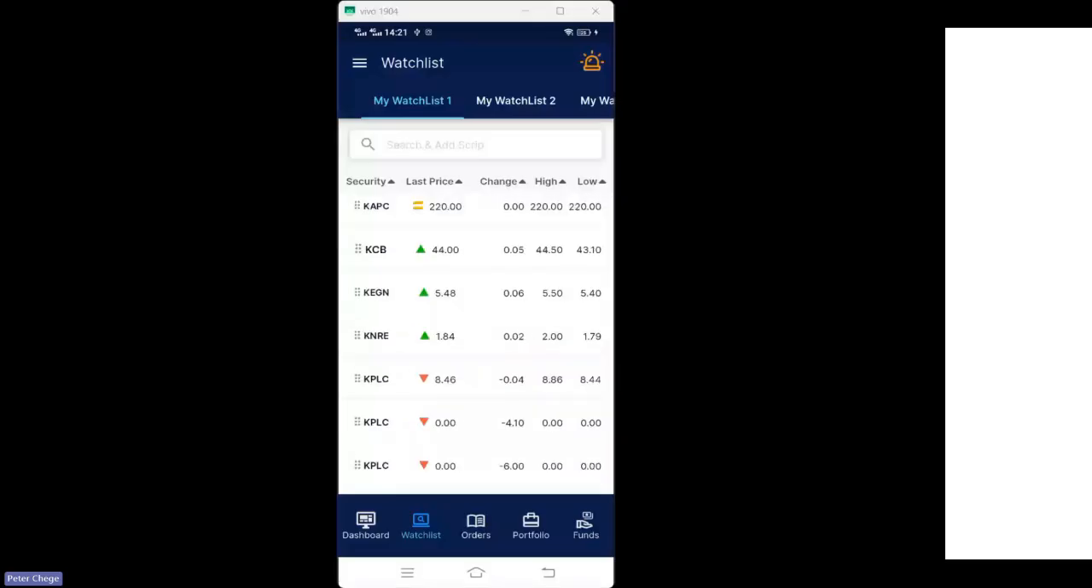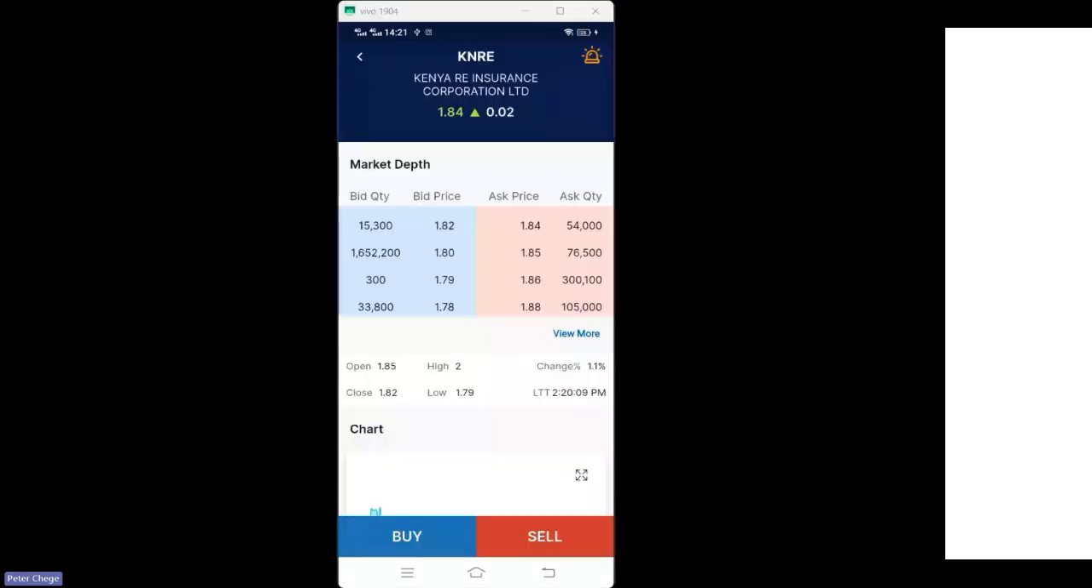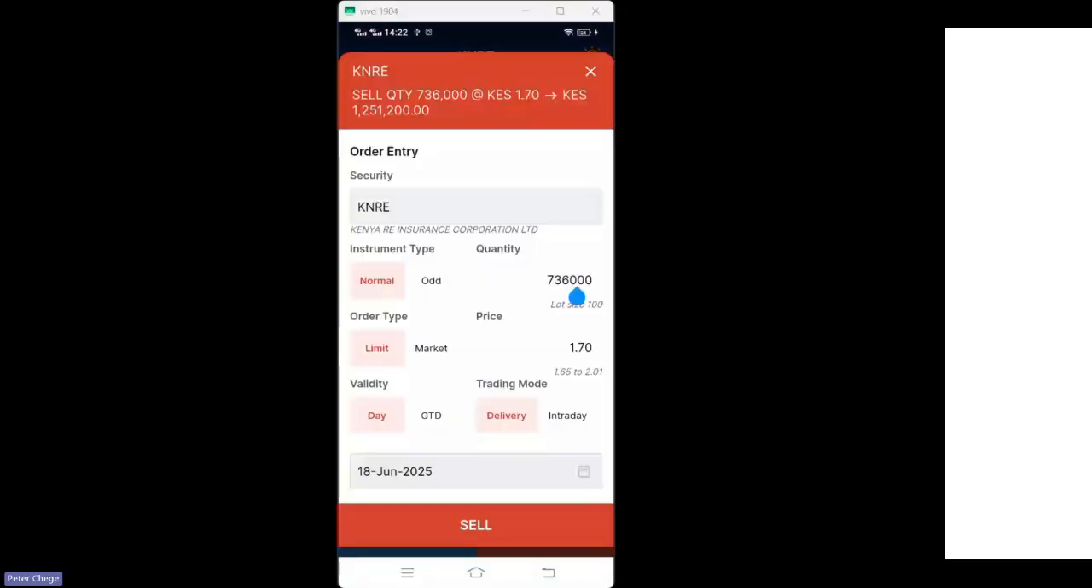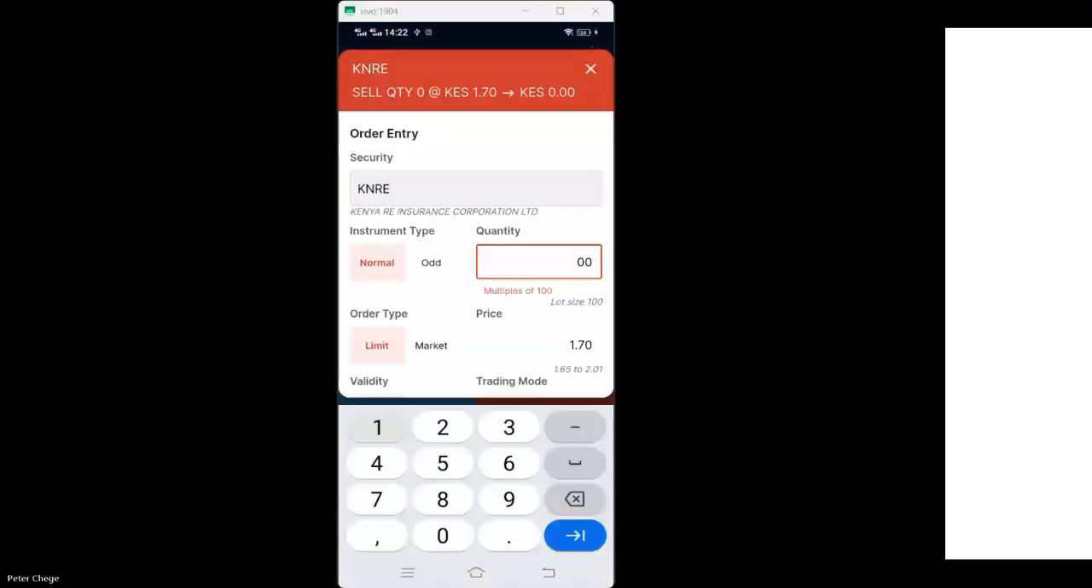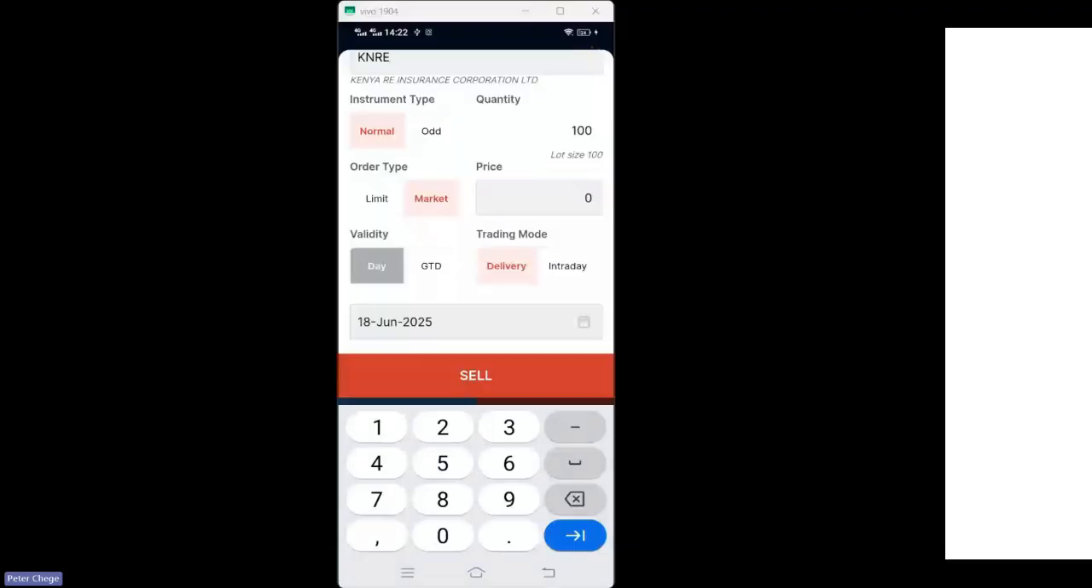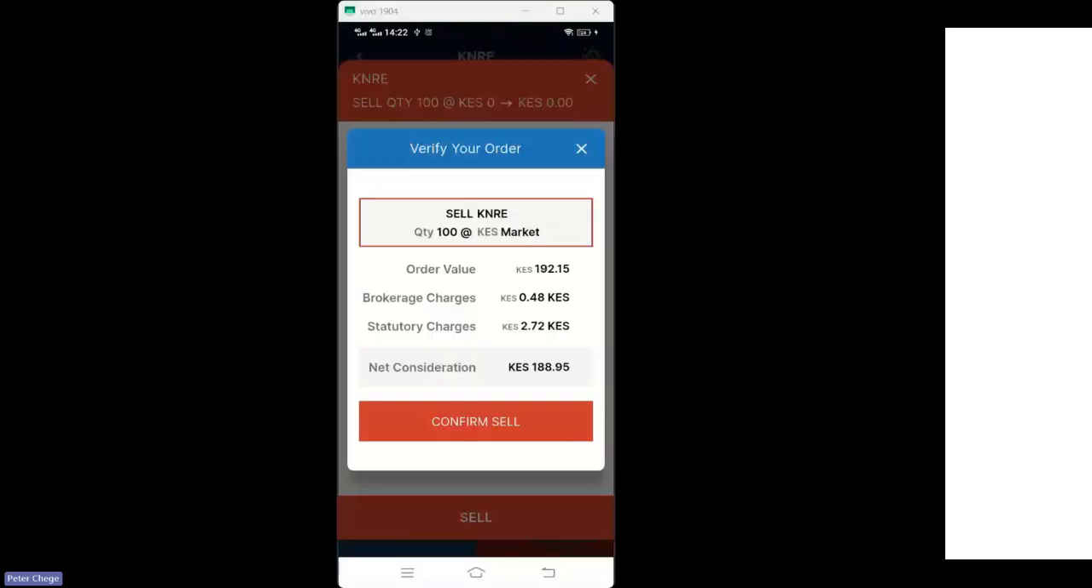It will execute at, I'm selling at 182. What I said, as a seller, if I put a market order, I'm picking any price that is on the buy side. So we are selling, it's normal, 100. Then it is market. I leave the others the way they are, submit. A market order doesn't allow you to change GTD because it will execute anyway.